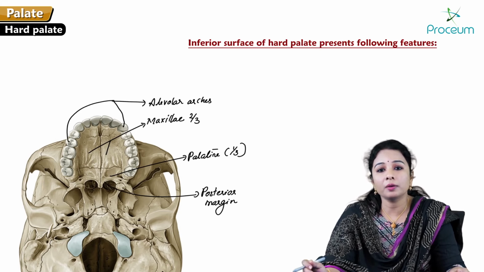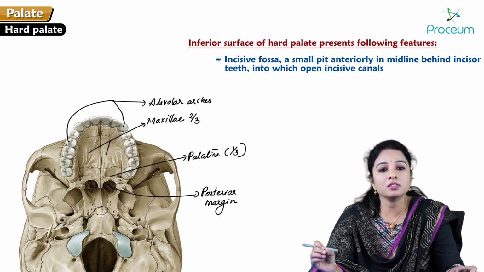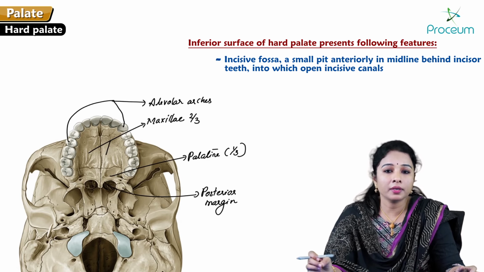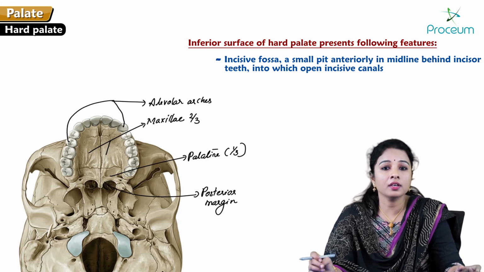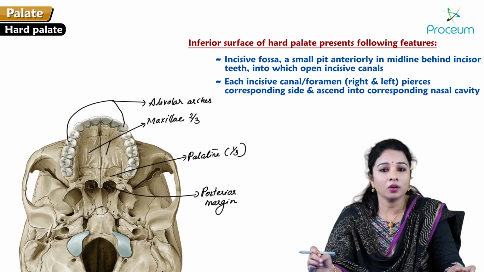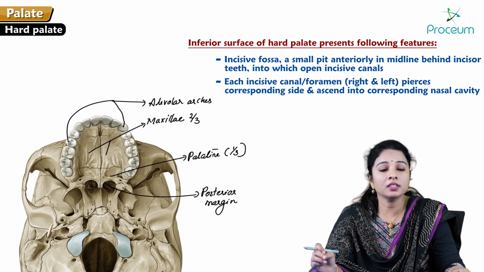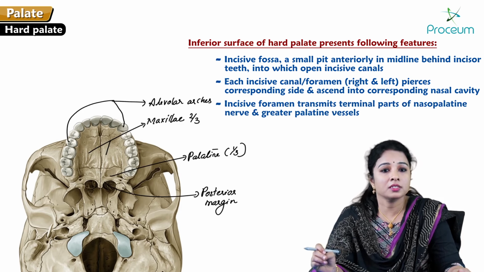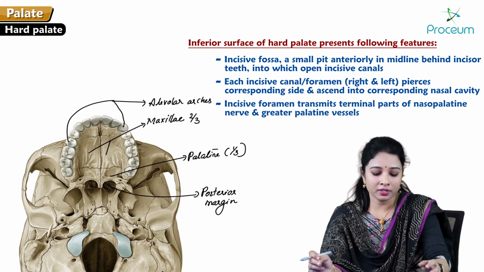The inferior surface of the hard palate presents features like the incisive fossa, which is a small pit anteriorly in the midline behind the incisor teeth, and into which the openings of the incisive canals are located. Each incisive canal, right and left, pierces the corresponding side and ascends into the corresponding nasal cavity, and the incisive foramen transmits the terminal part of the nasopalatine nerves and greater palatine vessels.